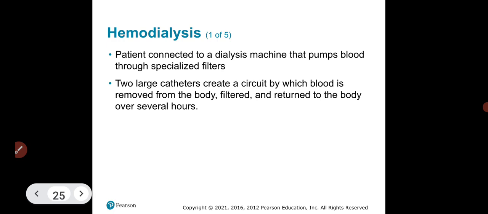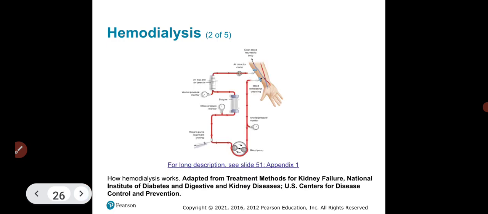Hemodialysis. The patient is connected to a dialysis machine that pumps blood through specialized filters. Two large catheters create a circuit by which blood is removed from the body, filtered, and returned to the body over several hours. Here's a diagram of what one looks like. You can check it out, and that way you understand how one works, just so you have an idea.